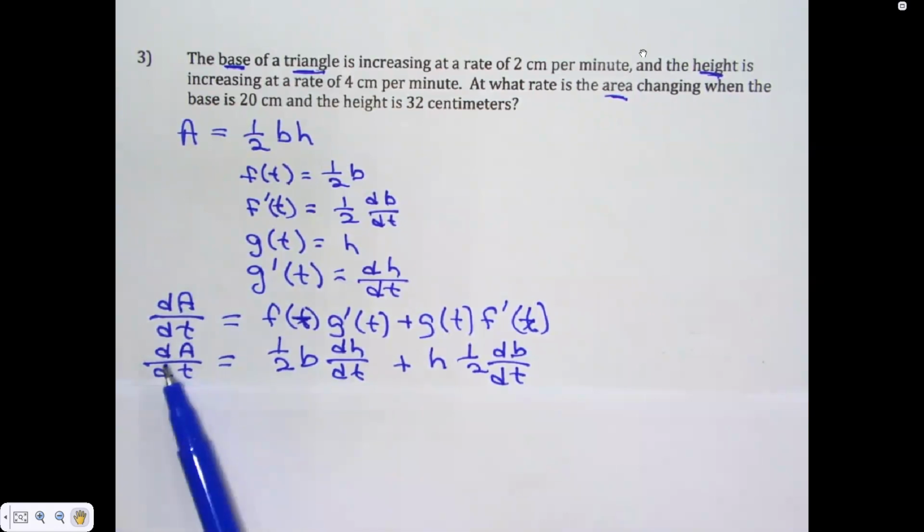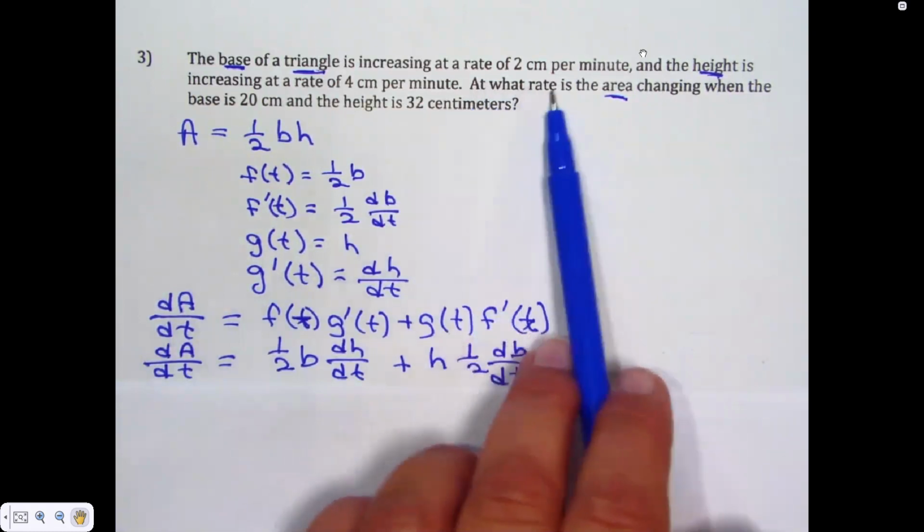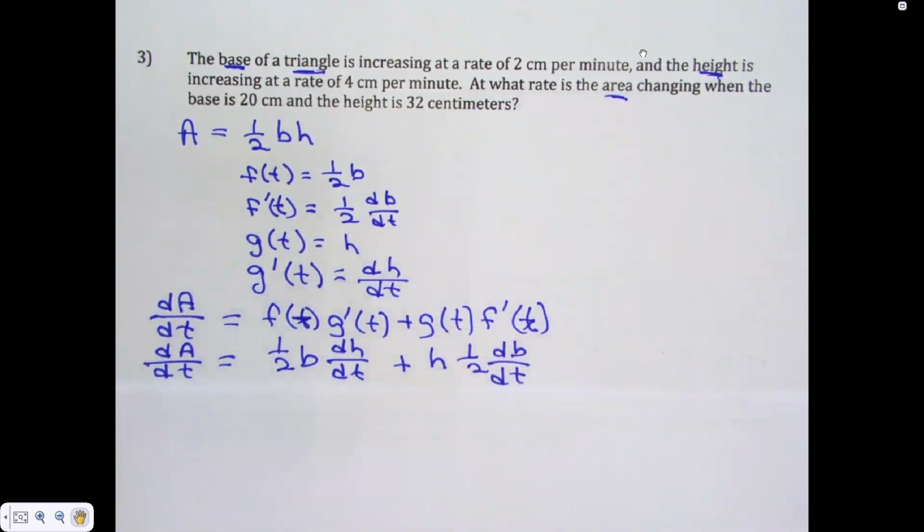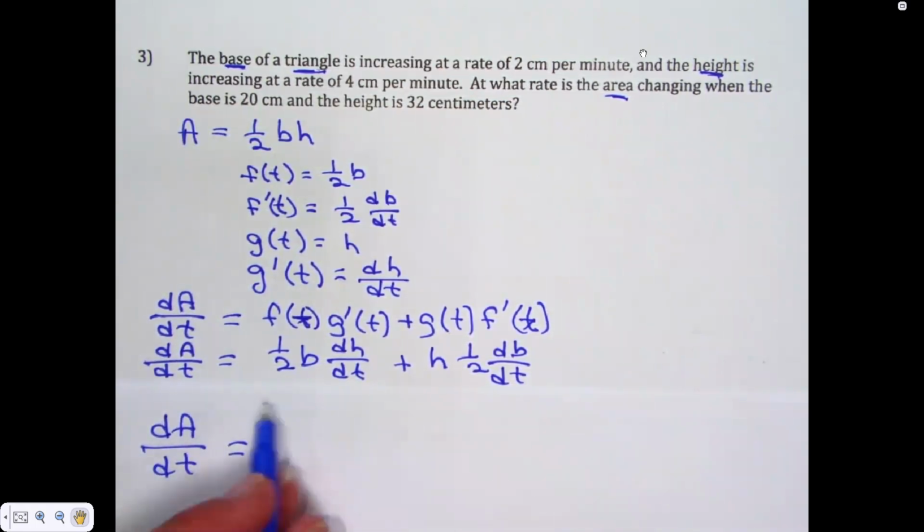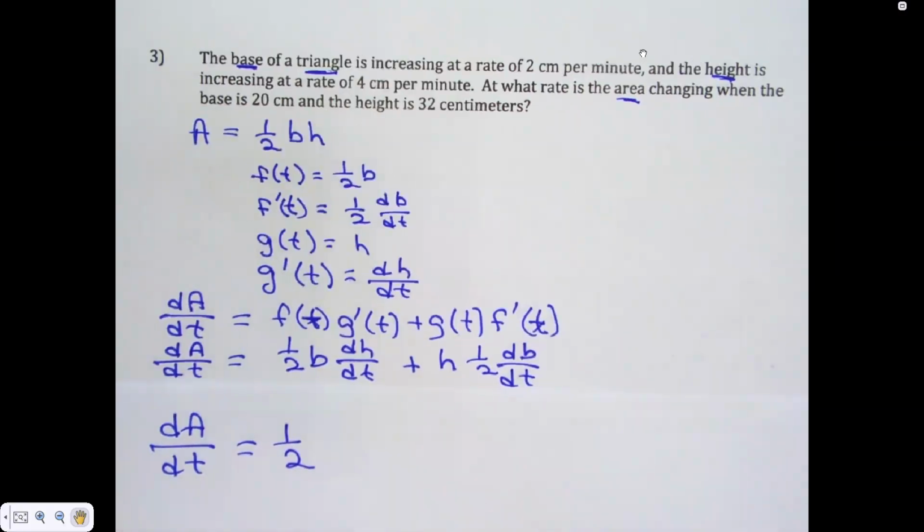Do we have the rate of the area? Look at the question. At what rate is the area changing? Okay, so that's our variable. That's what we're trying to find. Beautiful. That's a piece of cake. 1/2. What is our base? Now our base is always changing, but when we say stop, what's the length of our base? B is the base. 20. Beautiful.